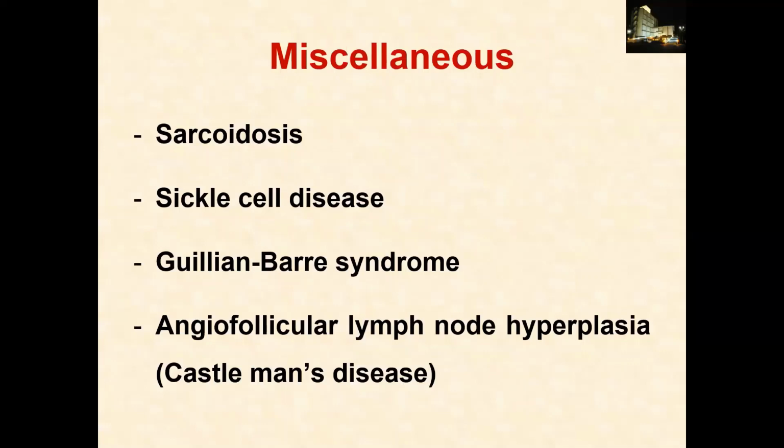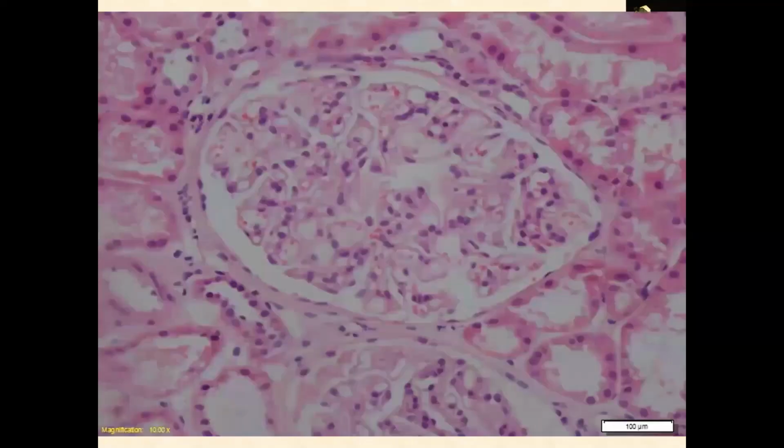Also we have another etiological group for membranous glomerulopathy. In the miscellaneous group, there are sarcoidosis, sickle cell disease, Guillain-Barré syndrome, and angiofollicular lymph node hyperplasia, which is known as Castleman disease.